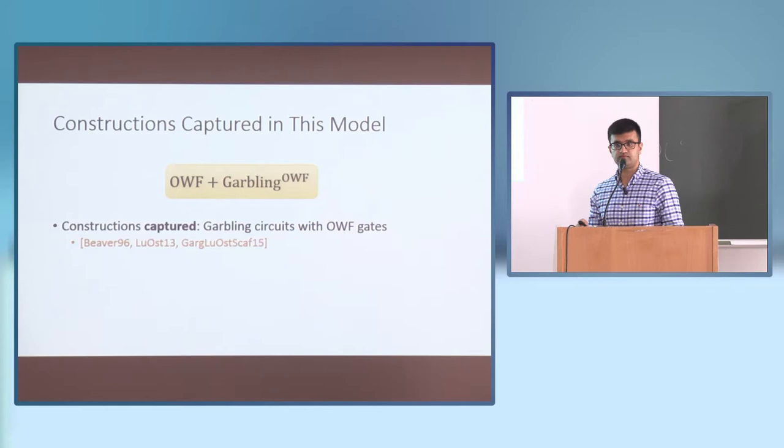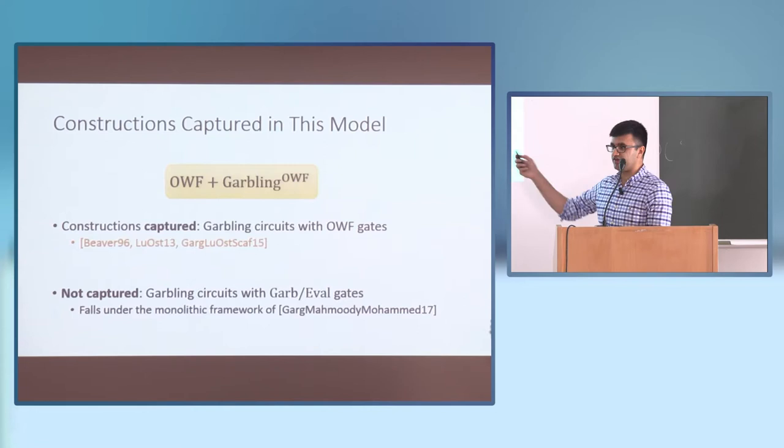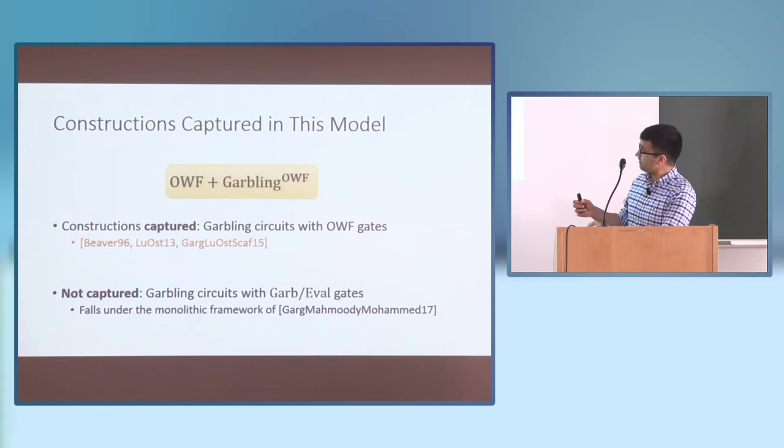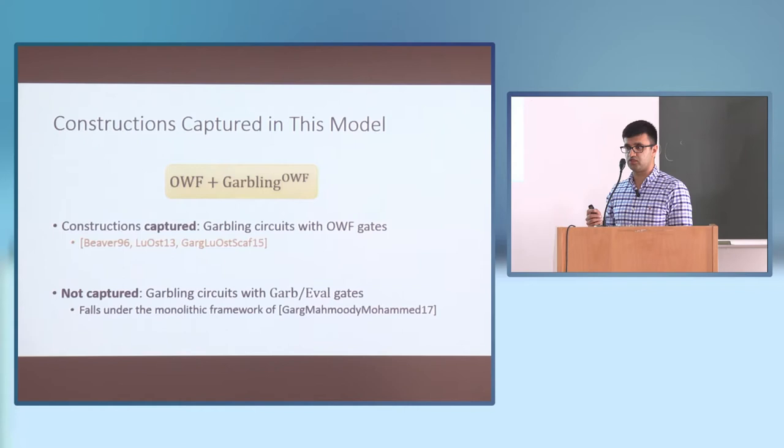What our impossibility result does not capture, however, are situations where you would garble a circuit that, in addition to one-way function gates, also has garb or eval gates in it. Essentially, when you evaluate such a garbled circuit, you might see another garbled circuit. And you might evaluate that garbled circuit, which might lead to another garbled circuit. And the analysis will become much more challenging. In particular, this kind of usage falls under the monolithic framework of Garg, Mahmoody, and Rahimi. Extending our impossibility result to this framework remains an open problem.